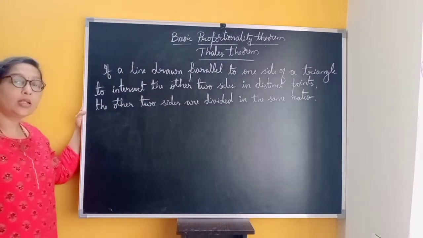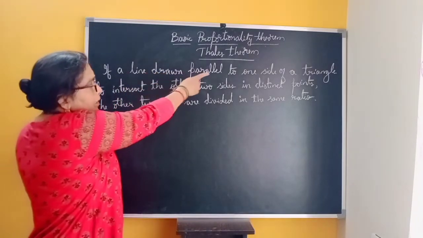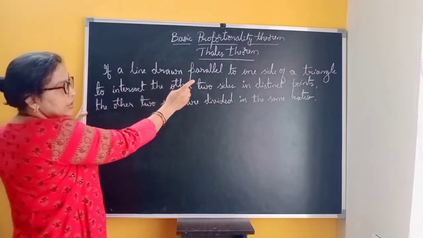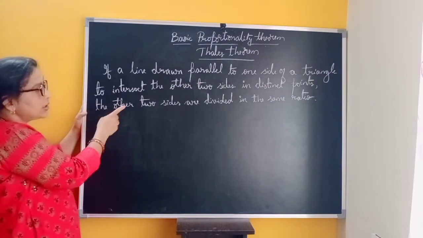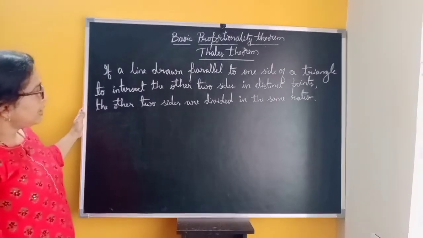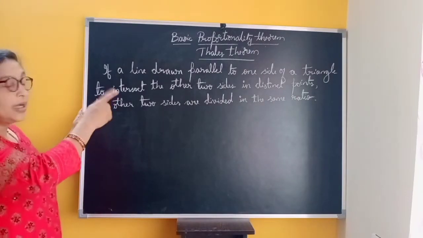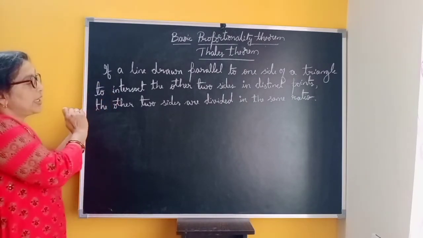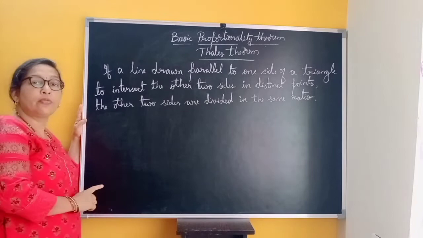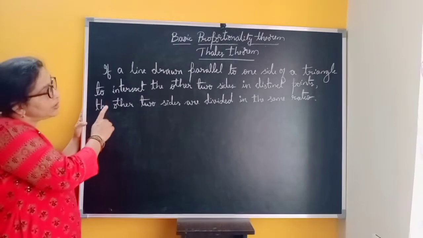First, let us learn what is basic proportionality theorem. If a line is drawn parallel to one side of a triangle to intersect the other two sides in distinct points, then the other two sides are divided in the same ratio. This is the statement of basic proportionality theorem or Thales theorem. Very important, children. You should learn this statement.